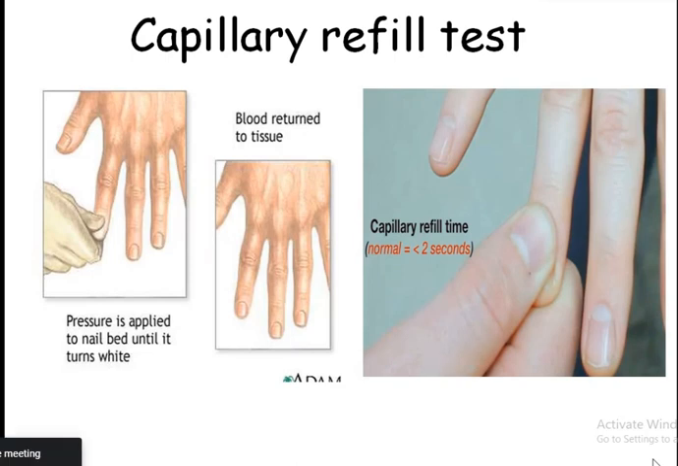But if it takes more than 2 seconds, you can easily tell that either the patient is dehydrated or the patient is in shock. That means peripheral perfusion is not good. Something is not right in the perfusion of the patient.